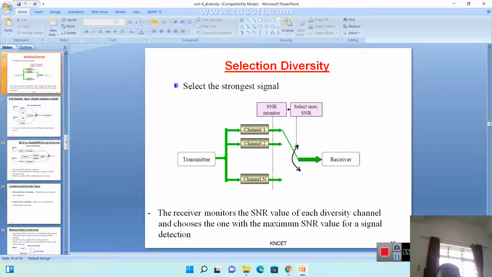After that, finally, we go to the receiver. In selection diversity, whether the signal is strongest or not, that is why it is called selection diversity.